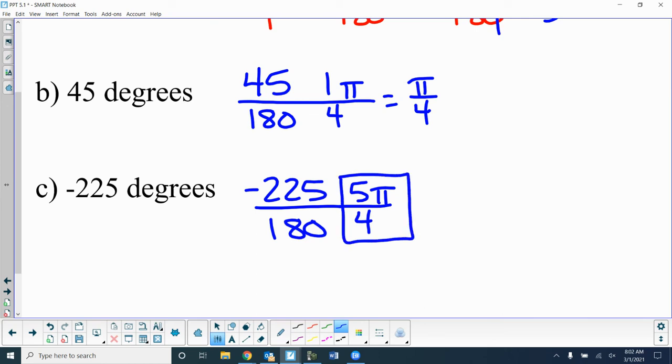But what did I forget? I forgot something. What did I forget? Negative, yeah. Don't forget it's negative because the negative was there. So it's negative 5 pi over 4. Okay? So if I were to draw it, remember I'd be going this way, right? Be up there somewhere. I drew it.